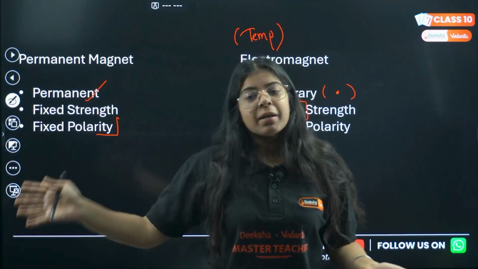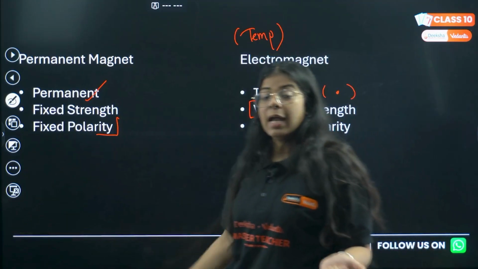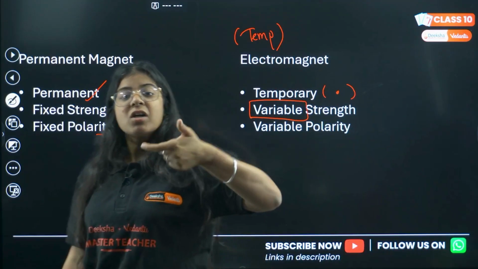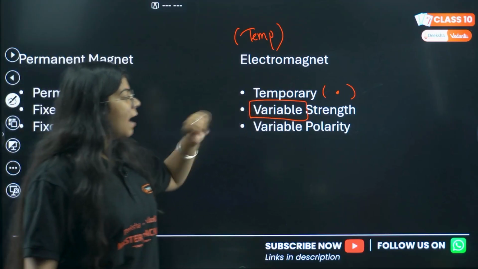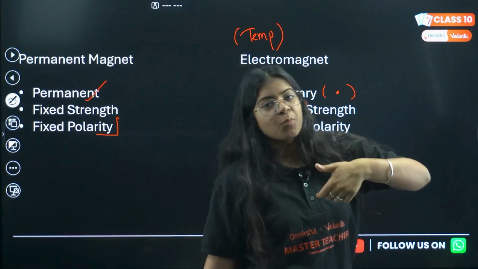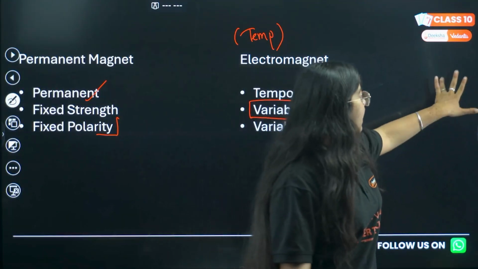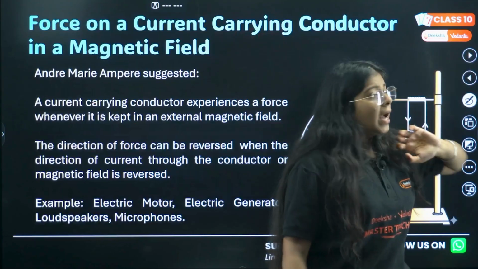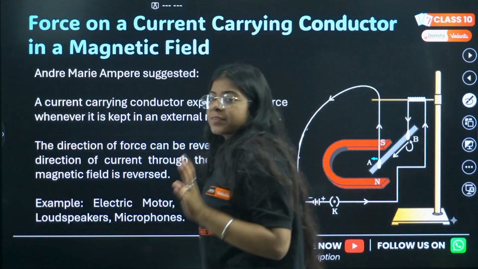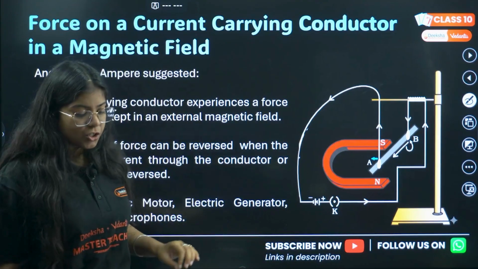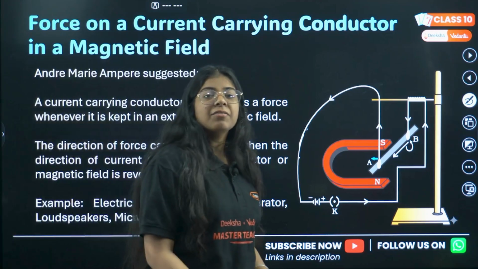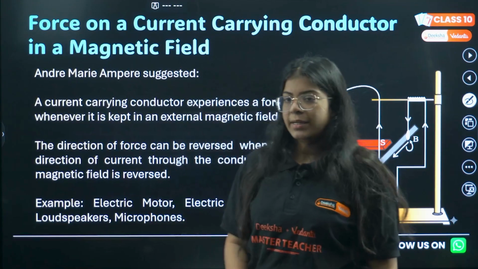So for a permanent magnet we have fixed polarity, but for an electromagnet, if we reverse the direction of current, we will get reversed polarity, thus it has variable polarity. Now we studied all these things. There's just one topic mainly that is left, that is force on a current carrying conductor.